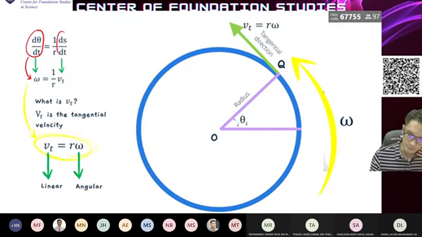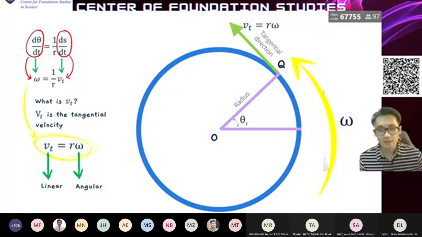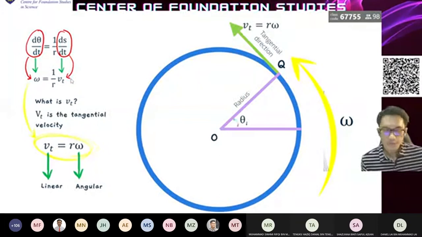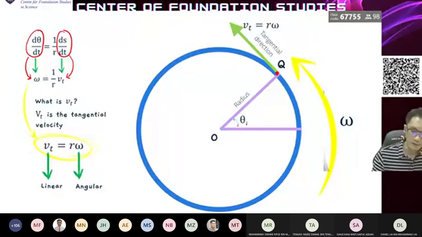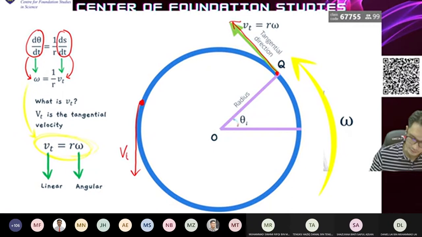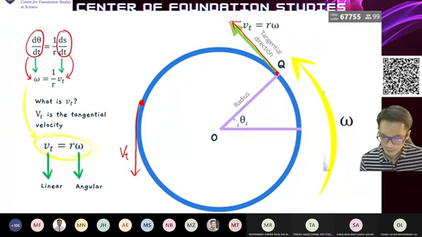So what is tangential velocity? As I said earlier, the velocity at a particular point ataupun at a particular time, it is always tangent to the circle. So for example, at this point, the tangential velocity is always tangent to this circle. So kalau I ambil at this point, the velocity will be always tangent to the circle. So this is the tangential velocity. And tangential velocity is one of the linear punya quantities. So we can relate it.